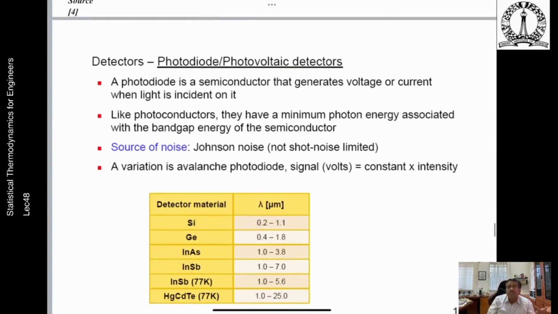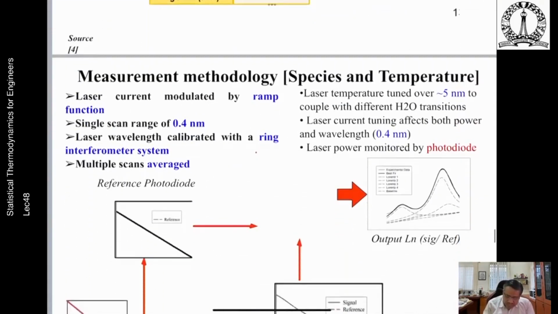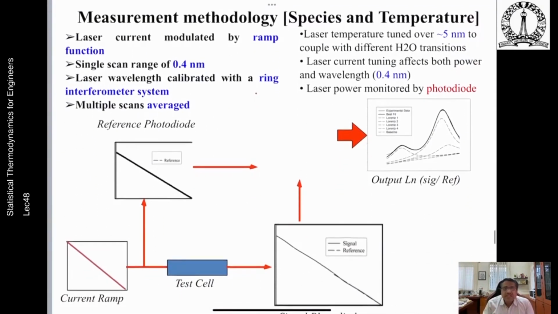Now, to detect the radiation, you use either photodiode or photovoltaic detectors. The photodiode is a semiconductor device that generates voltage or current when light is incident on it. Like photoconductors, they have a minimum photon energy associated with the band gap energy of the semiconductor. There are variations of photodiodes, which once again is something that you can read about. So this is how this is done.